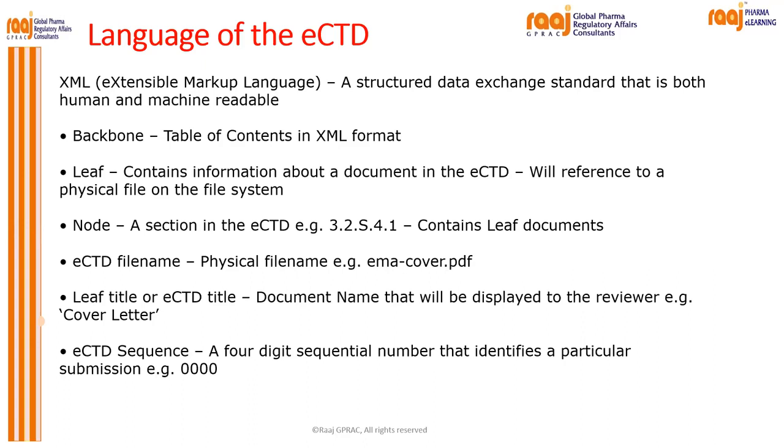And which shows the backbone, which helps in creating the table of content, and which is only the backbone. Then leaf, which contains information about a document in the eCTD, will reference a physical file on the file system. There is a node also, a section in the eCTD, that is 3.S.4.1, which contains the leaf document. Then eCTD file name is very, very important.